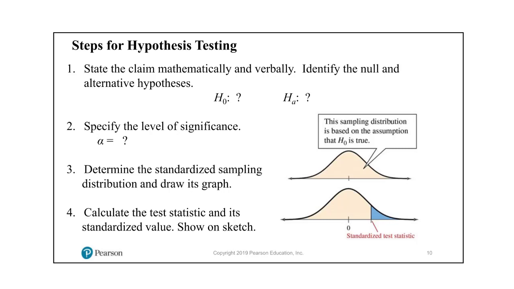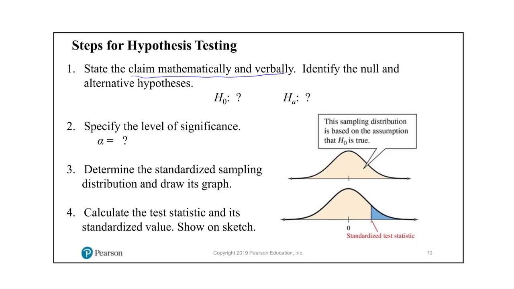All right, so let's take a look at all the steps involved with hypothesis testing from the beginning to the end. So you'd start by stating the claim mathematically and verbally. We're trying to interpret the claim and put it into the mathematics so we can get the hypotheses. So you identify the null and alternative hypotheses and figure out which one the claim is. Then you would specify the level of significance.